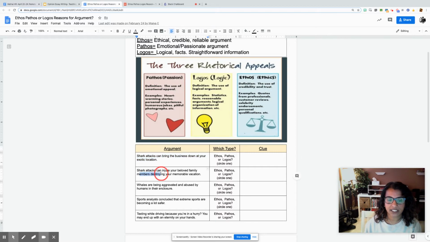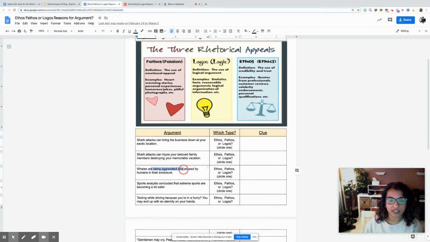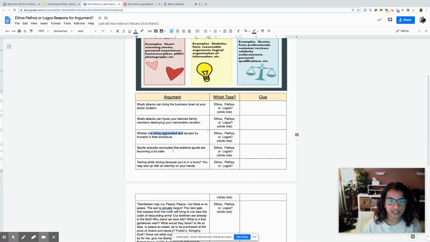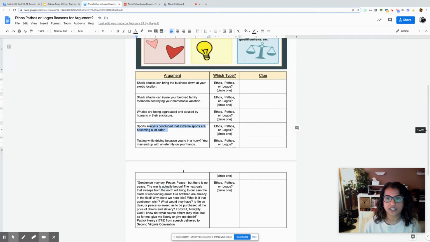Shark attacks can injure your beloved family members. What type of argument is it? Whales are being aggravated and abused. What type of argument is it? Sports analysts concluded that extreme sports are becoming a lot safer. What type of argument, and so on. Okay, so I have a few examples for you.